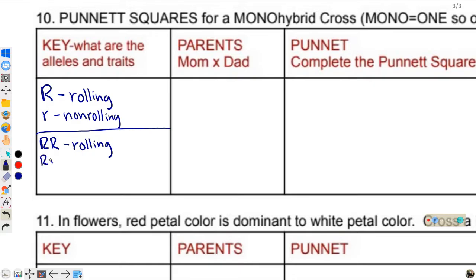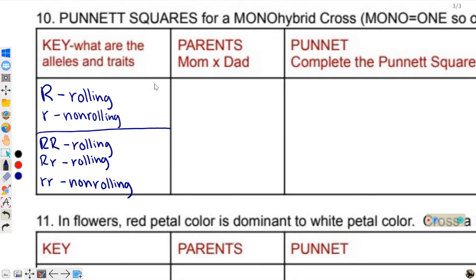Next up, the heterozygous genotype, one of each. If I have a rolling and a non-rolling allele, the rolling allele is going to shine through because that is the dominant allele. So that will also be rolling. Finally, if I have two little r's, two little non-rolling alleles, that individual is going to be non-rolling. So key is done.